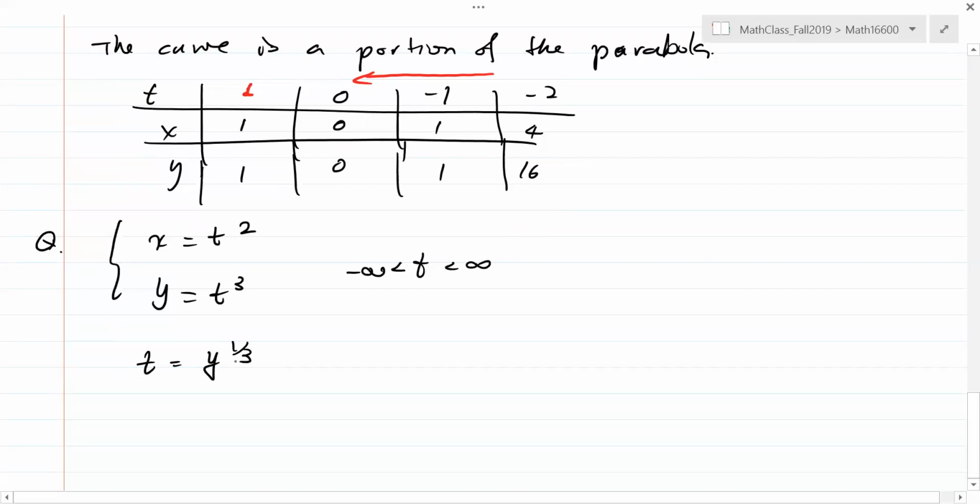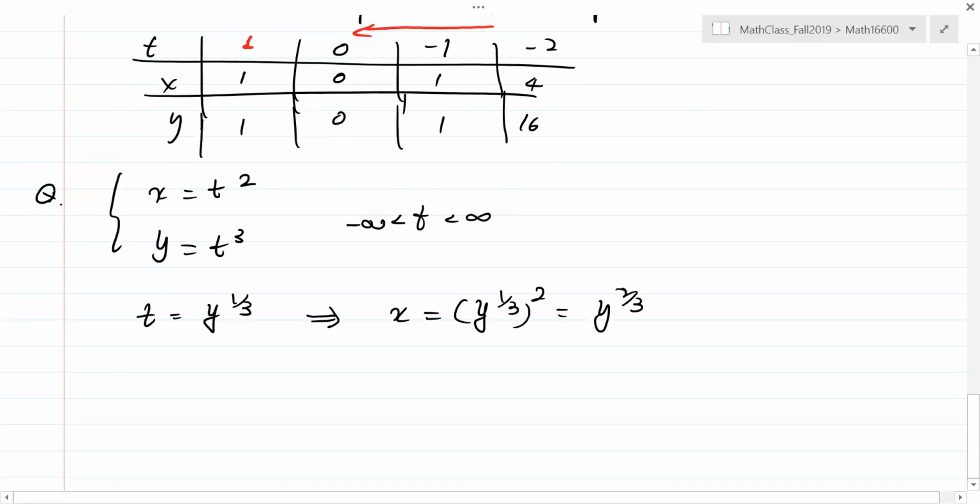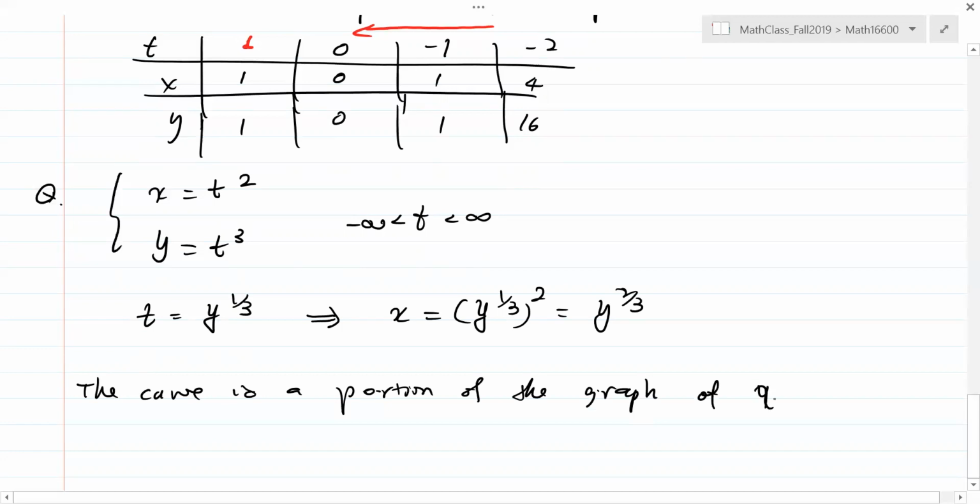You cannot use the first one. First one you get plus minus square root of x, not good. So right now you have a unique solution. So put here x equals y to the 1/3, squared. So x is y to the 2/3. So you get a strange equation. Yeah, so the graph, the curve, or the orbit of this moving object is going to be a portion of the graph of this equation, okay? So the curve is a portion of the graph determined by this equation, okay?